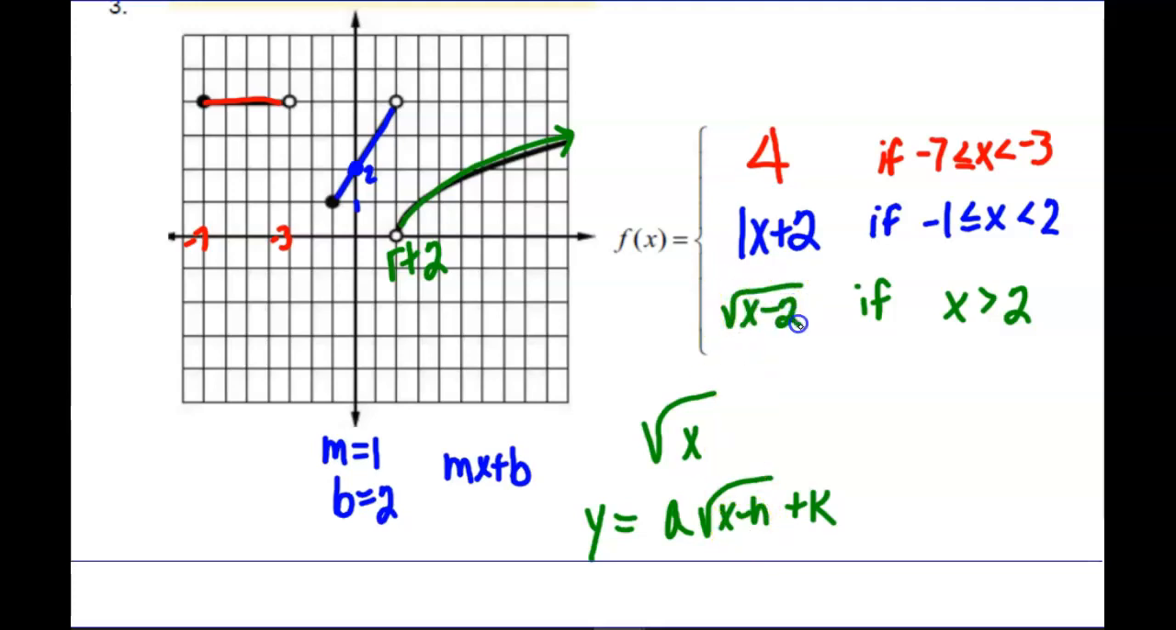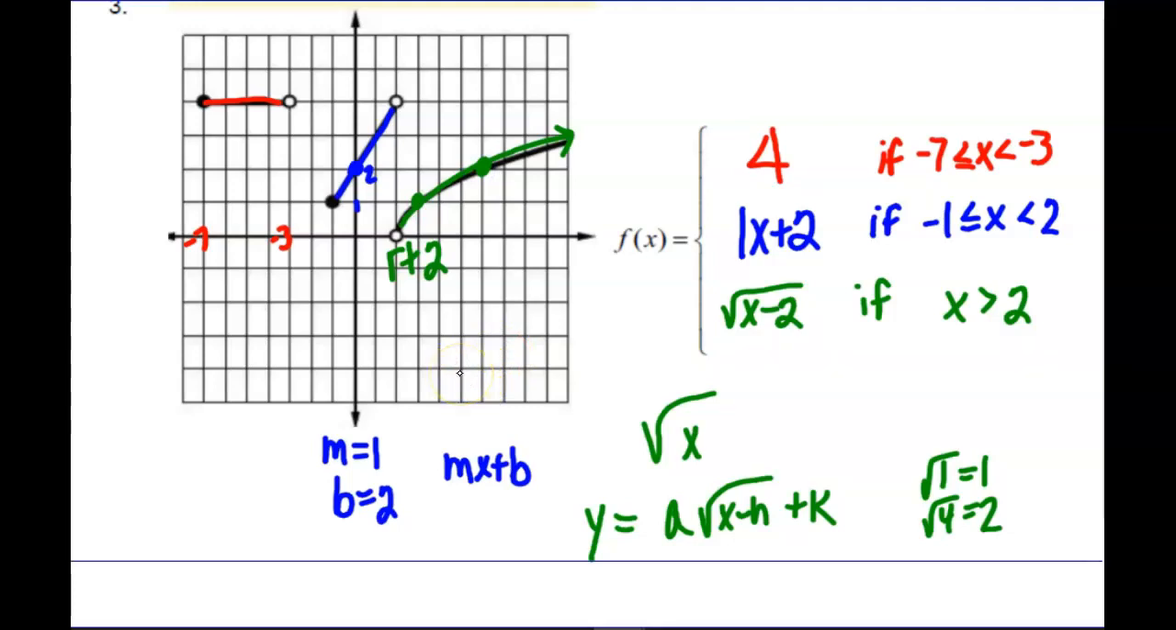X minus 2, yes. We'll shift it right to 2. All right, and then we have to figure out if there's any stretch, but the square root of 1 is 1, the square root of 4 is 2. So if I went over 1, up 1, that seems to be okay. If I went over 4, 1, 2, 3, 4, it's going up 2. I don't think there's any crazy stretch, okay?